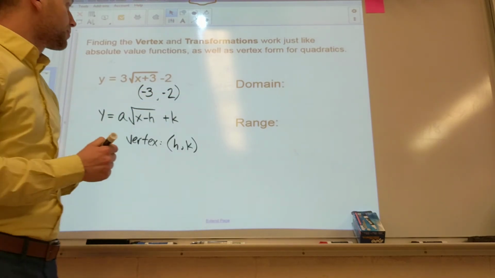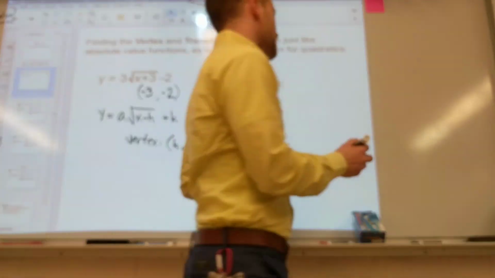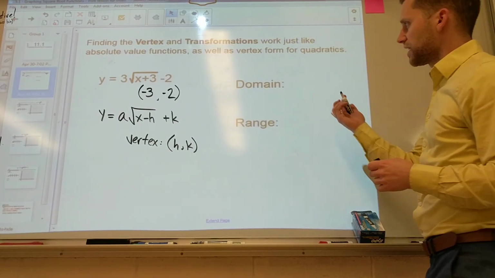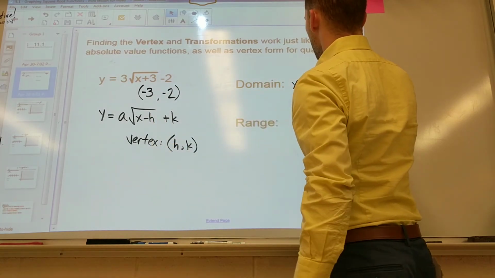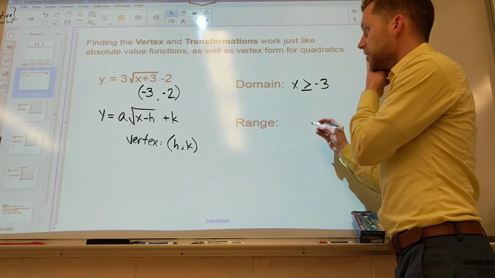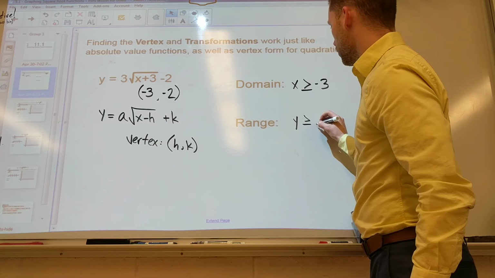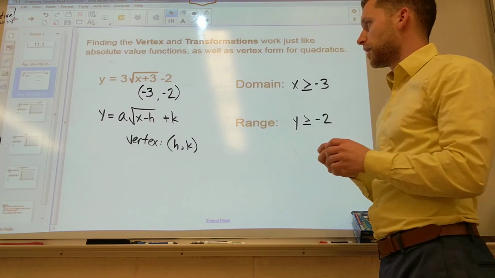The domain and range are going to come directly from this vertex, all right? It'll make a little more sense when we do our graphs in just a second, but we can say that x is going to be greater than or equal to -3, because that's the first point, and then our y is greater than or equal to -2, okay?